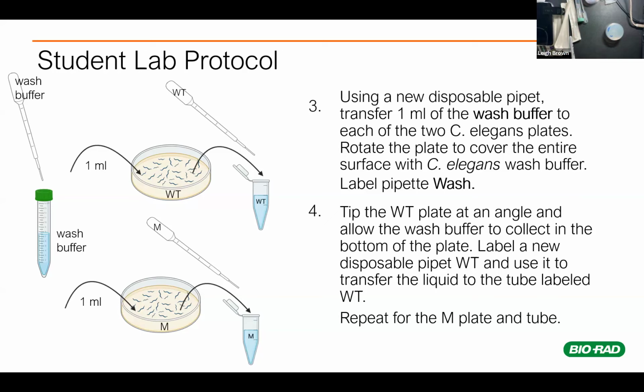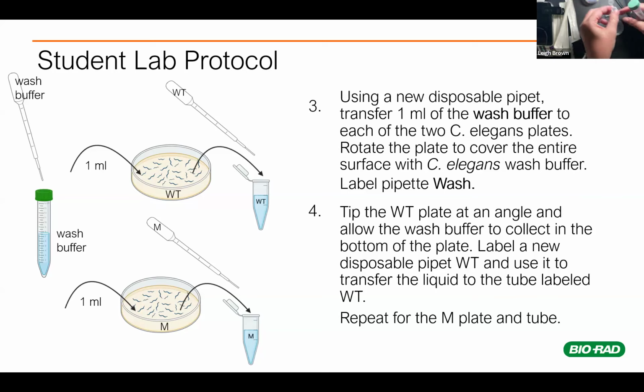You're going to be using a transfer pipette to move 1 milliliter of wash buffer onto your plates of worms. We'll do this with the wild type first. You'll add a mil of the wash buffer, and then usually I swish it around a little bit to help bring some of the worms up into the surface. Then we'll tilt those plates and use a new transfer pipette to suck up the worms and the liquid that we just put onto the plate, and move that into the 1.5 mil tube that was labeled wild type.